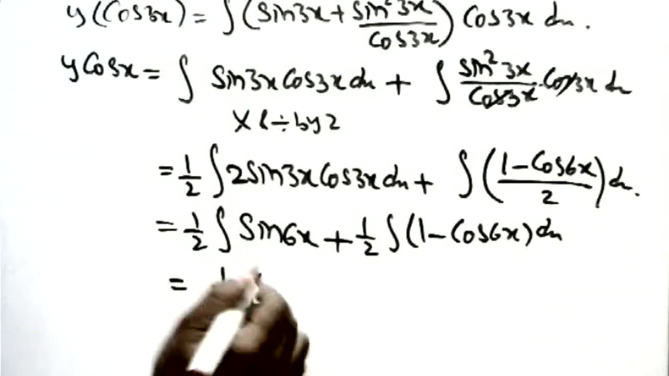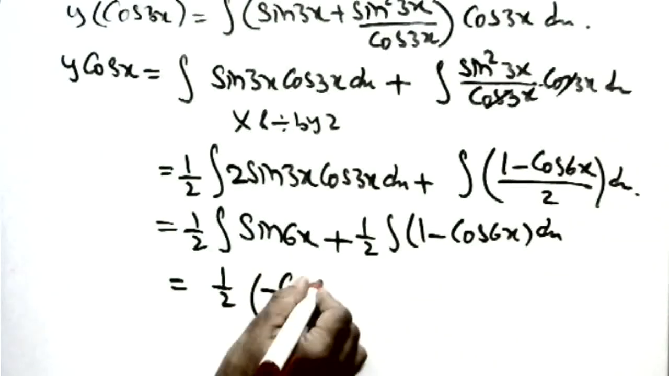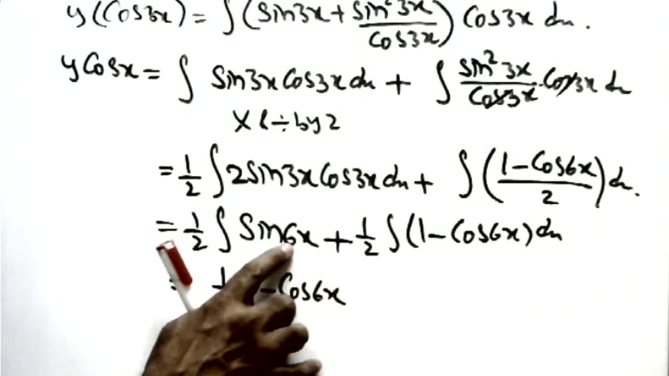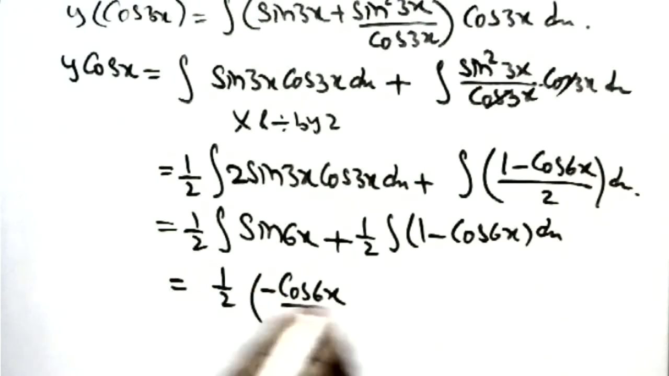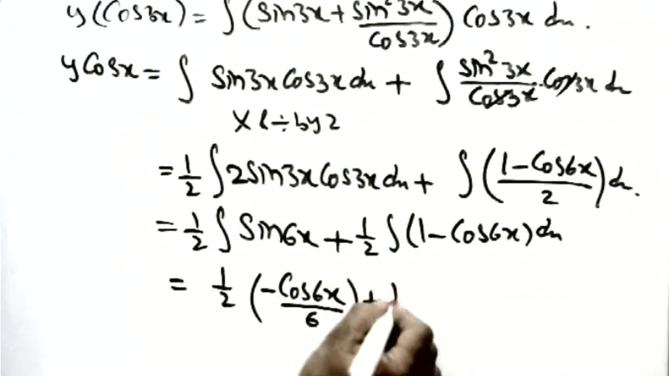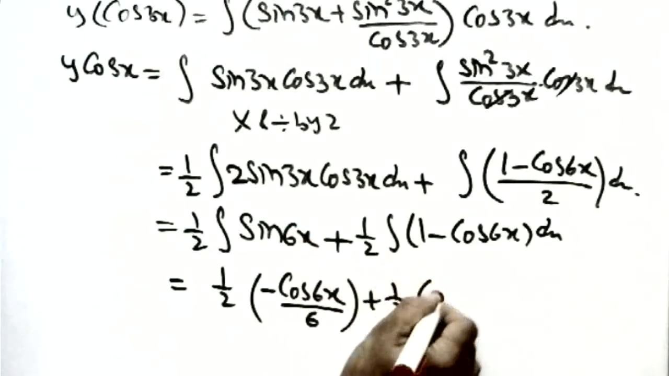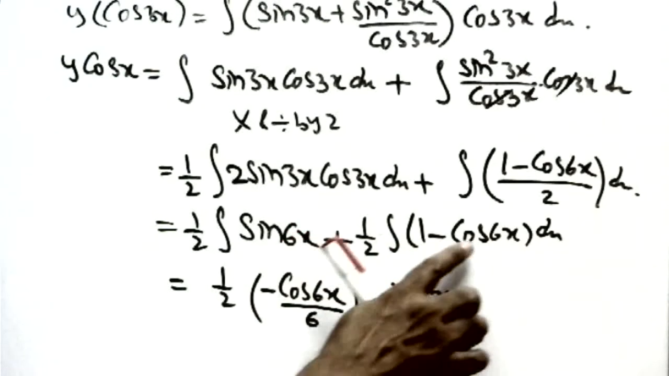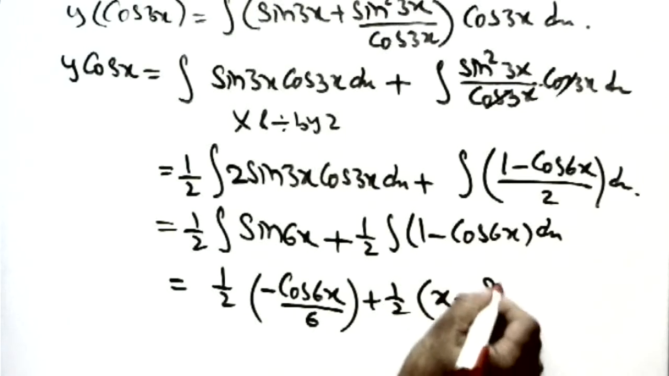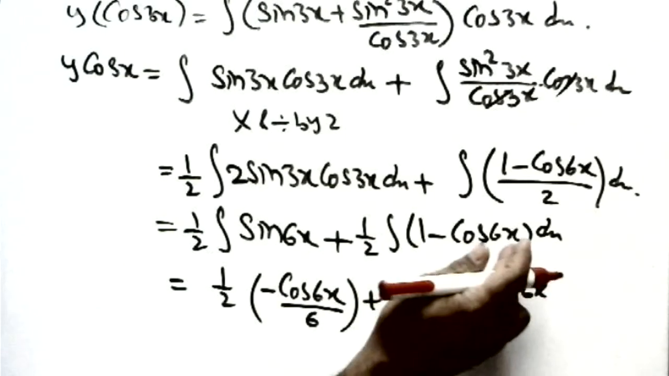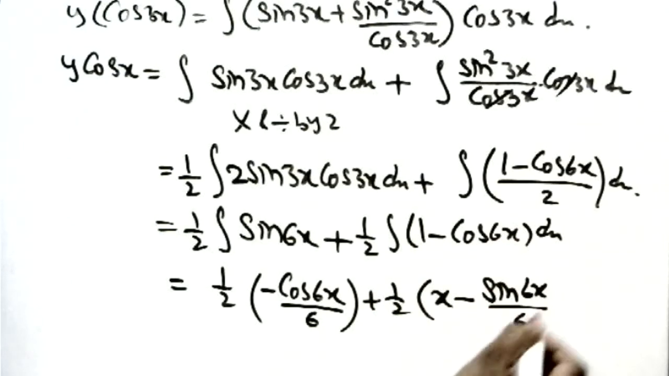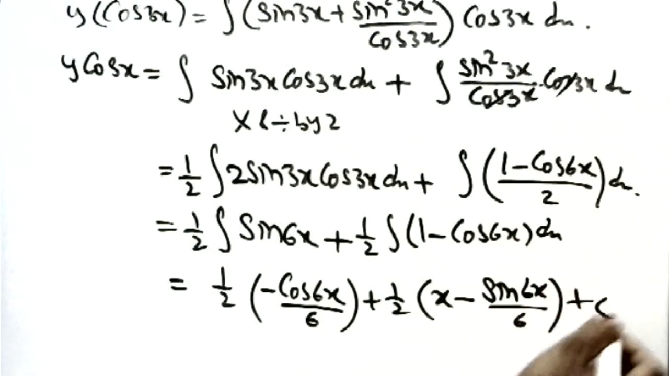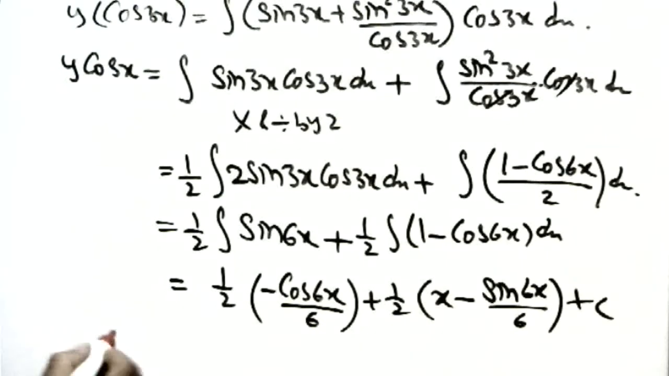1 by 2. Integration of sine is minus cos, so integration of sine 6x is minus cos 6x, but we have 6 with x now. In integration, we have to divide by this number. Plus 1 by 2 into integration of 1, which will be x, minus integration of cos, which is sine 6x, but we have 6 with x, so we have to divide by 6. Okay, let me write plus c. So here we can just take the common factor. What is left here?